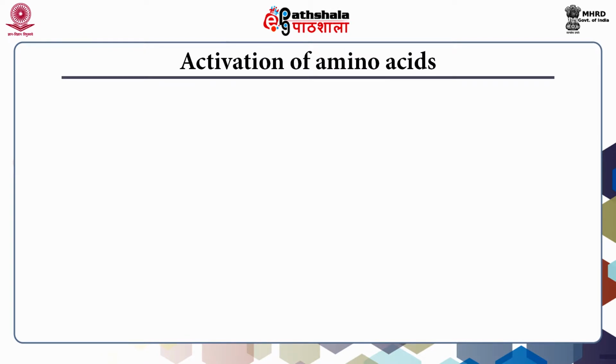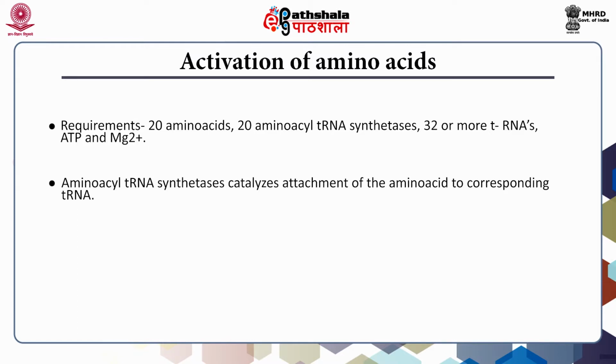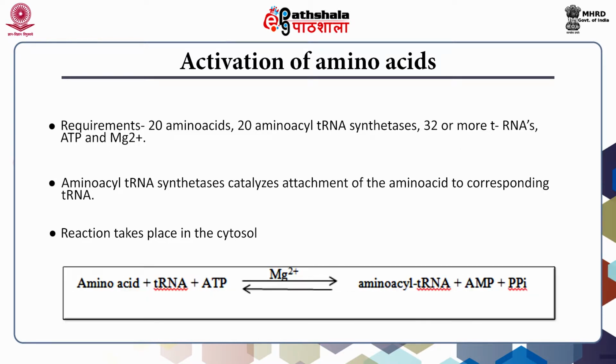During activation of amino acids, 20 different amino acids, 20 different aminoacyl-tRNA synthetases, 32 or more transfer RNA molecules, ATP and Mg2+ ions are required. Aminoacyl-tRNA synthetases catalyze attachment of an amino acid to the corresponding transfer RNA molecule. This reaction takes place in the cytosol and requires Mg2+ ions as cofactors and energy from ATP hydrolysis.